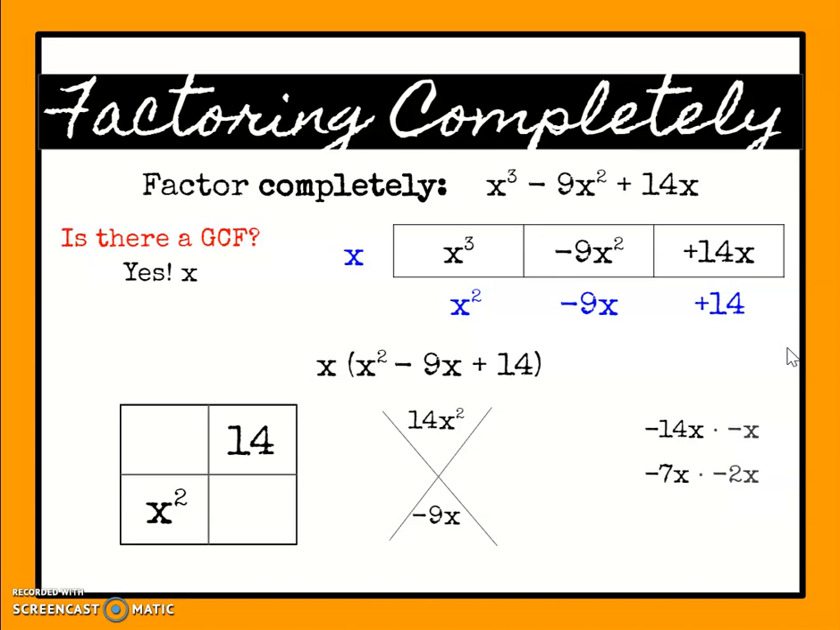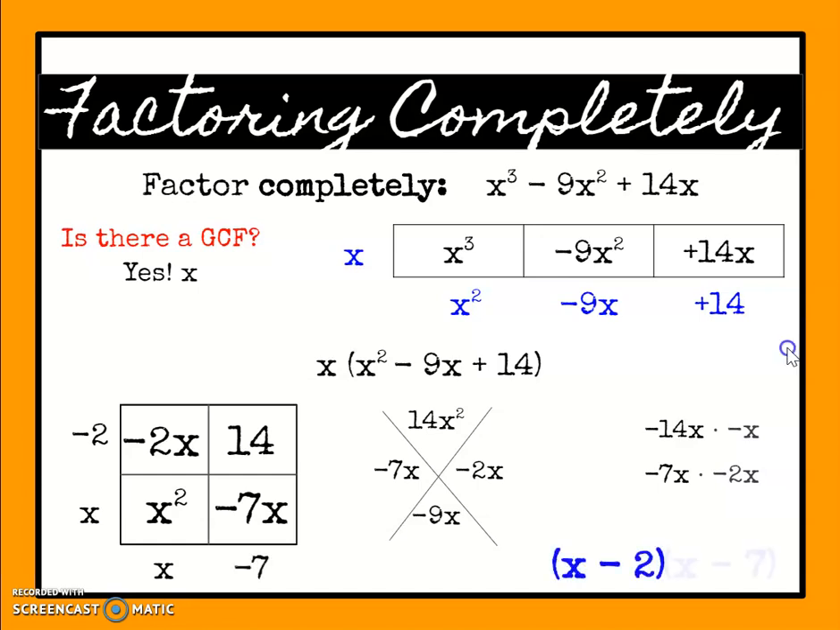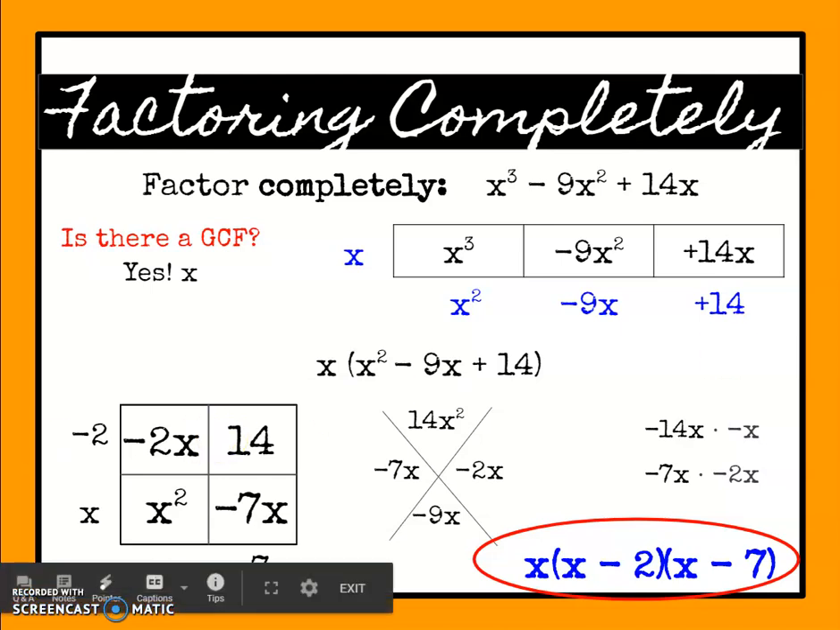Between these two pairs of factors, negative 2x and negative 7x are going to be my terms to complete my rectangle. Taking out my common factors, I have x minus 2 and x minus 7, and don't forget the x from the beginning. We have x times x minus 2 times x minus 7, and that's how you factor an expression completely.